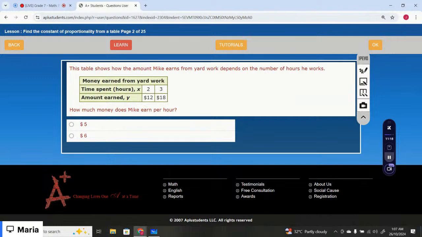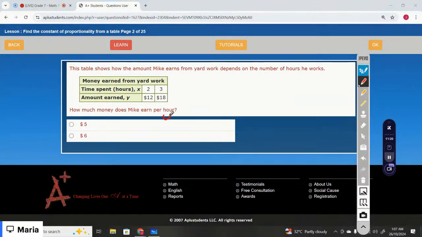So you can calculate the constant of variation by y by x, right? So that would be 12 over 2 and 18 over 3. So that is 2 times 6 is 12 and 3 times 6 is 18. So that means $6 it is. That means Mike earned $6 per hour. The correct option is $6. Option number 2 is the correct option.